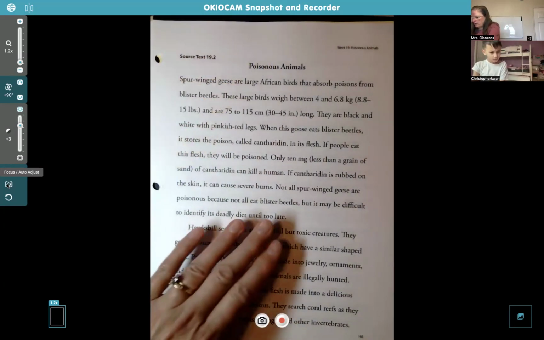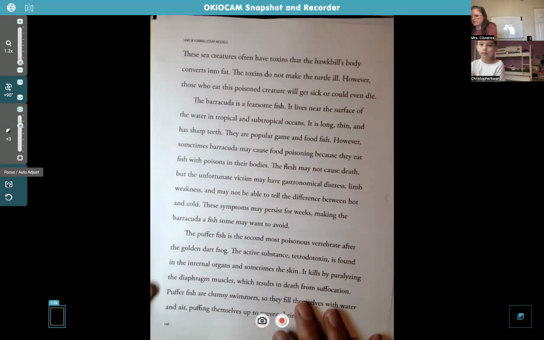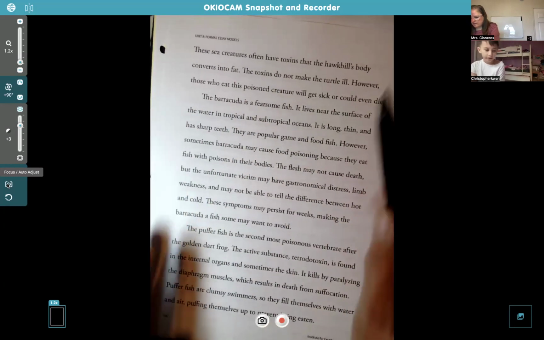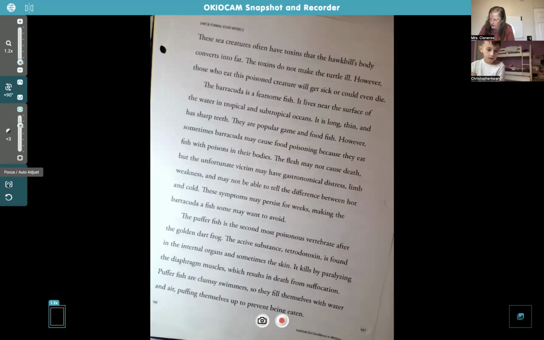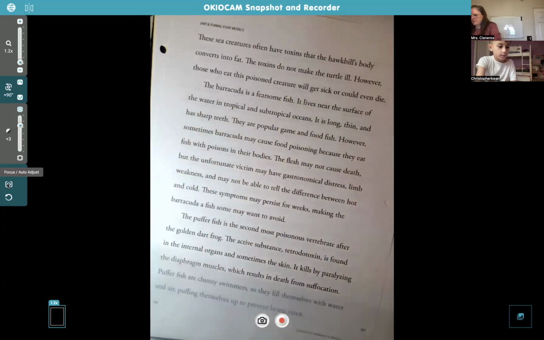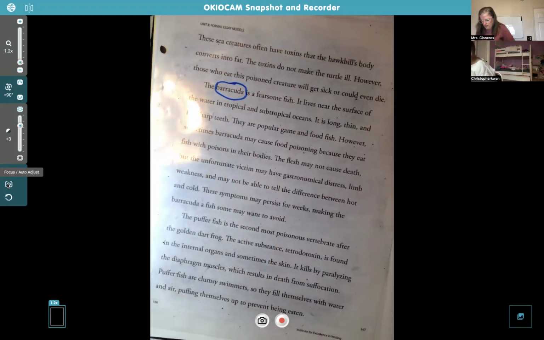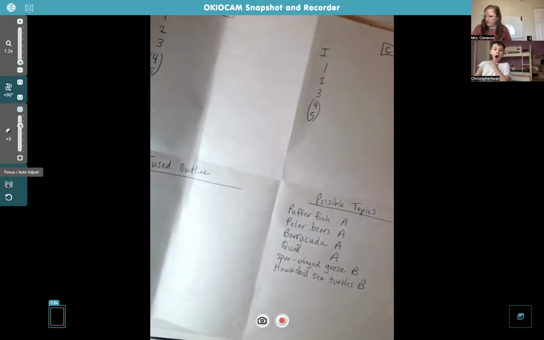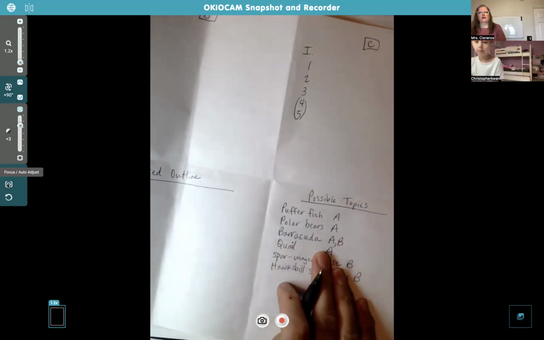Okay, turn the page over. Backside. So this is page 166. Next paragraph right here. The barracuda is a fearsome fish. Good. So barracuda again. Circle barracuda. And instead of writing it here, we're just going to put a B next to barracuda. Comma B next to barracuda right here.